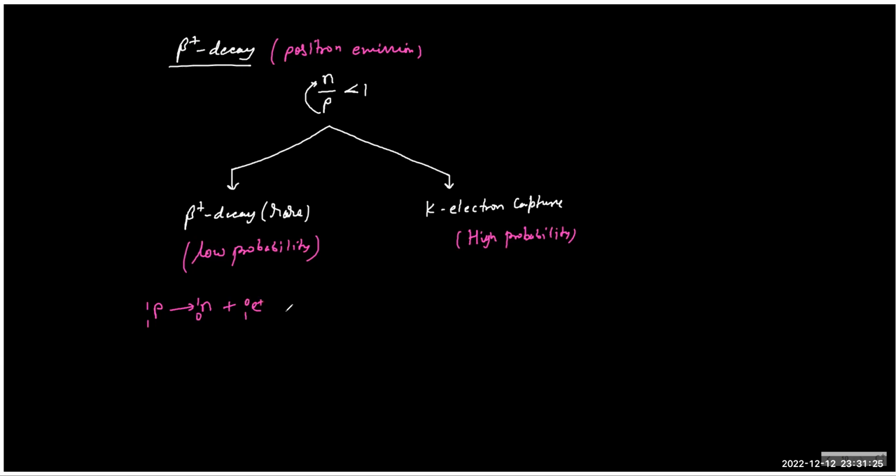Do you realize this? Yes, sir. 111001. Mass is conserved, charge is conserved. And this is called neutrino. Understood? This is the neutrino.